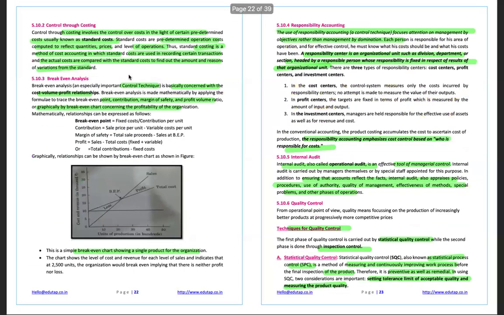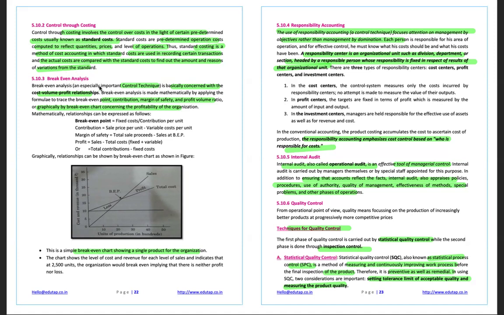ठीक है. फिर है control through costing. It involves control over cost in the light of certain predetermined cost, usually known as standard cost. Standard costs are predetermined operation costs computed to reflect quantities, price, and level of operations. Costing is a method of cost accounting in which standard costs are used in recording certain transactions, and the actual costs are compared with the standard cost to find out the amount and reasons of variations from the standard.